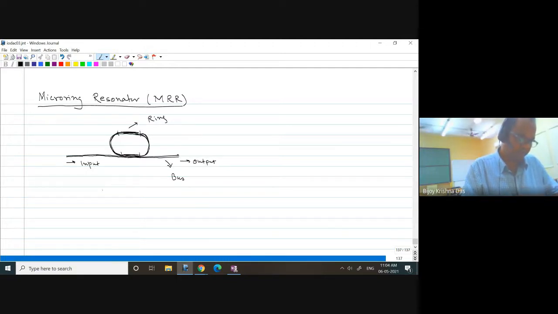That type of ring resonator is frequently used for many applications, and this type of ring resonator is called the all pass configuration. All pass. We'll explain later why it is called all pass. And we have seen that in this configuration, we have also derived the transfer matrix, the transfer function.